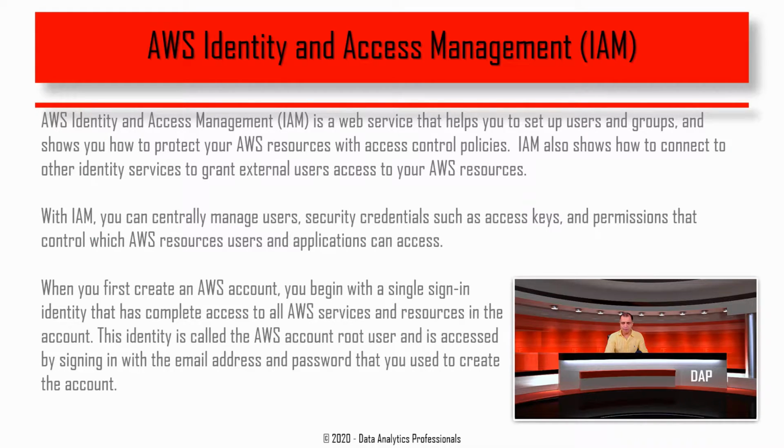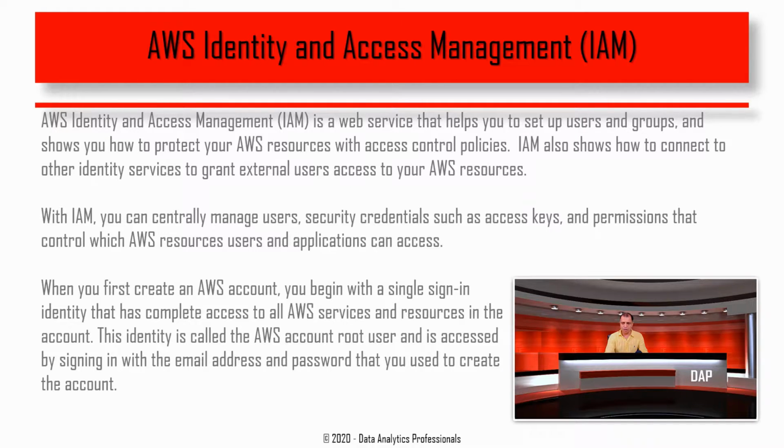To begin with, AWS Identity and Access Management is a web service that helps you to set up users and groups and shows you how to protect your AWS resources with access control policies. IAM also shows how to connect to other identity services to grant external users access to your AWS resources. With IAM, you can centrally manage users' security credentials such as access keys and permissions, and that controls which AWS resources users and applications can access.